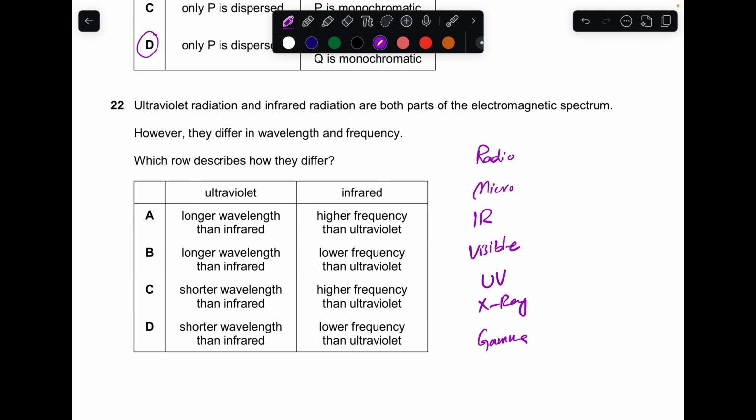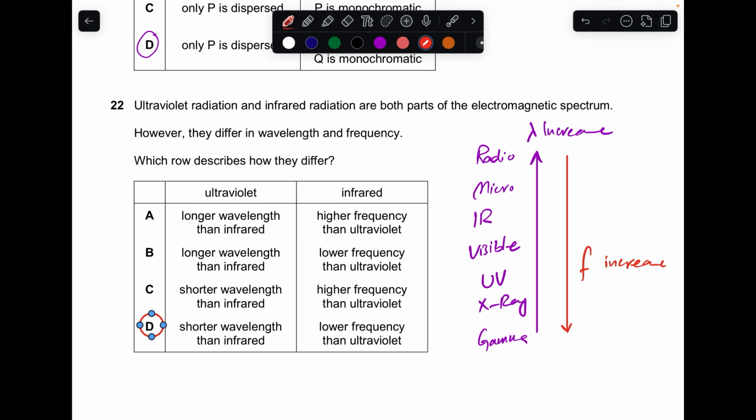If you move that way, then lambda increases. And if you move that way, then f increases. So it's option D that is correct. Okay.